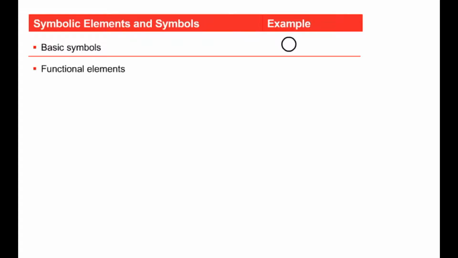Every graphical symbol consists of a basic symbol containing the most important information about the component or device. For example, a large circle stands for an energy converter, such as a pump or hydraulic motor. Components are more specifically defined, however, through the addition of one or more functional elements to the basic symbol.